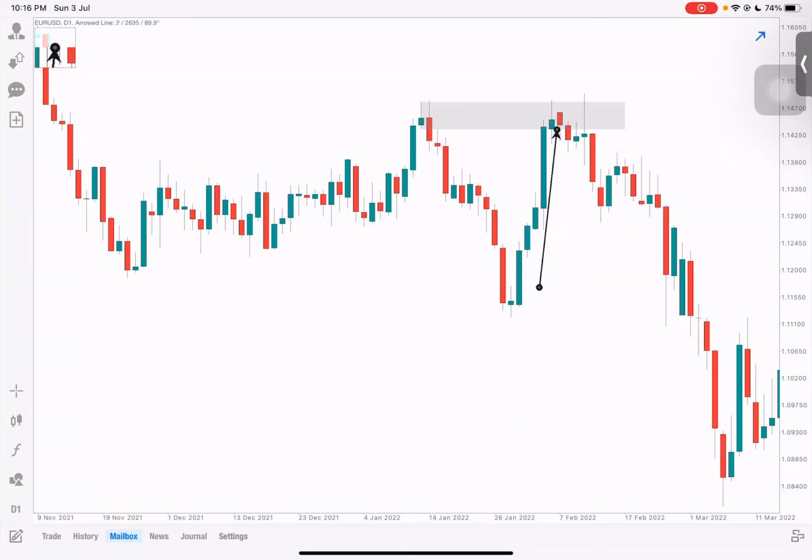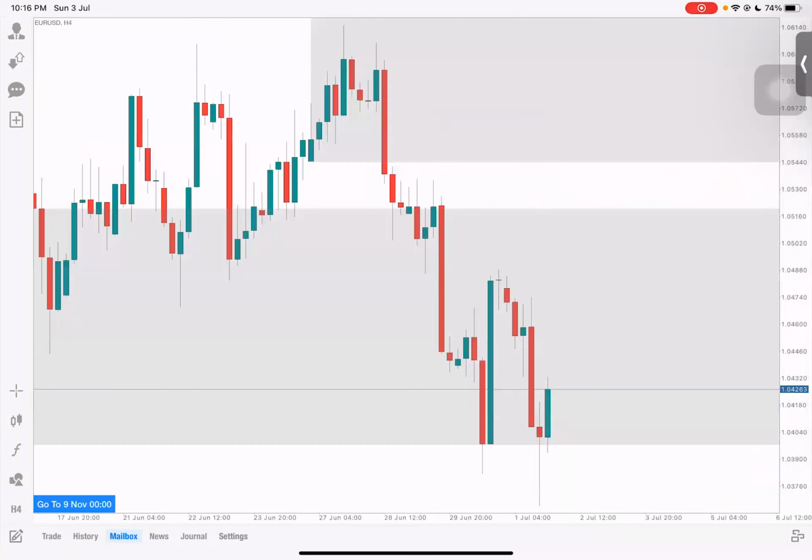So how do you want to enter? How do you want to enter using option number 2? Okay, whenever price starts to go back to your zone, close the body inside the zone. Just put online. Just like that. Okay, so now from daily I'm going to H4.